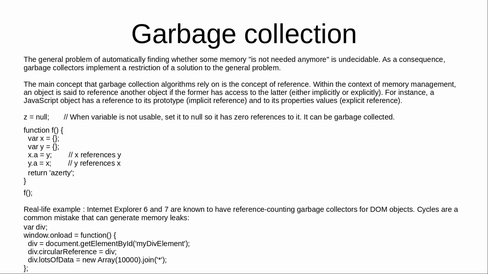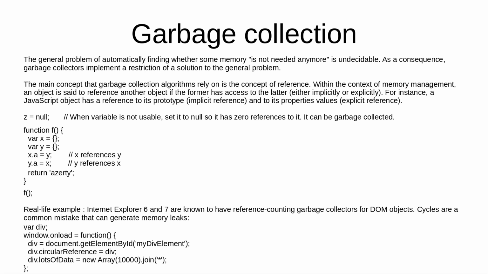For instance, a JavaScript object has a reference to its prototype, an implicit reference, and to its property values, an explicit reference. So for example, if I pass in z equals null when the variable is not usable, set it to null, so it has zero references to it and it is eligible for garbage collection. This is a very important point. So whenever you are done with any variable, just set it to null, so it is available for garbage collection.